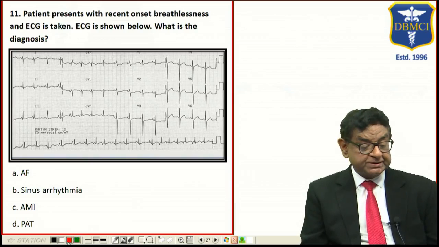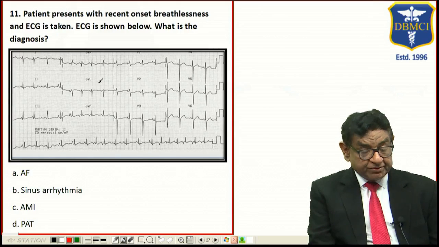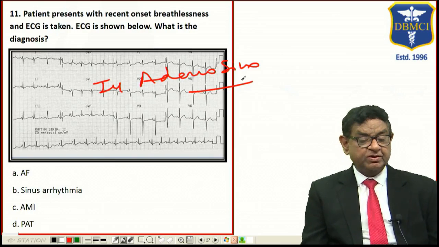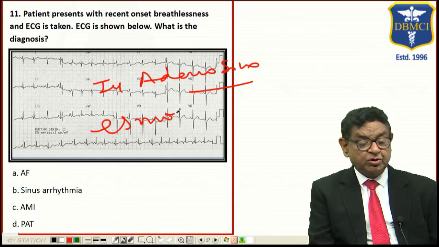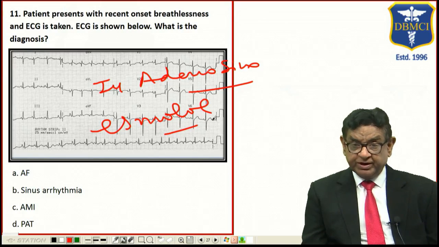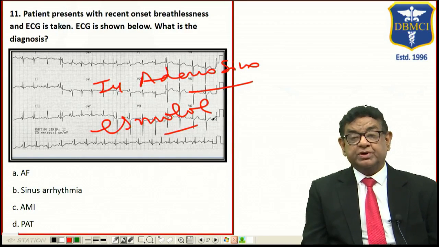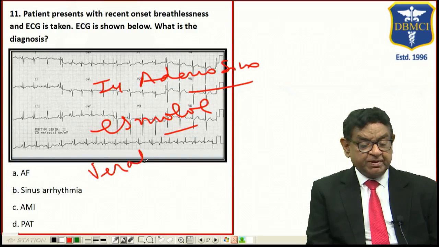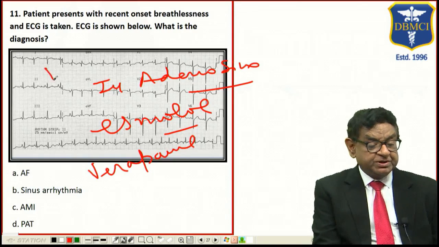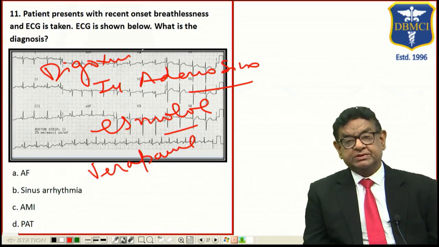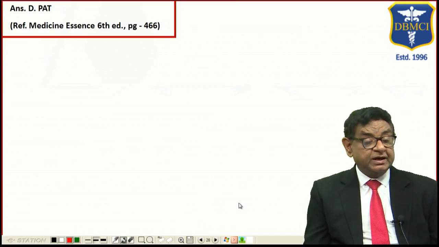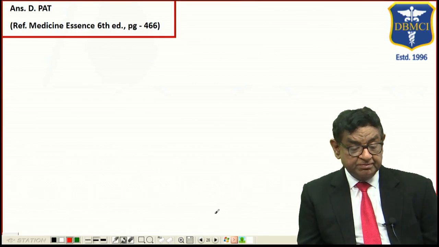Now, how do you treat this case? We can treat by giving injection adenosine. It's a very short-acting drug, or we can give injection esmolol. Again, a very short-acting and quick-acting drug. These two drugs we use to treat acute PAT. But for maintenance therapy, we can use drugs like verapamil, we can use digoxin, or we can use any beta blocker. So hence the answer to this question is D. Again, a question from our Medicine Essence.